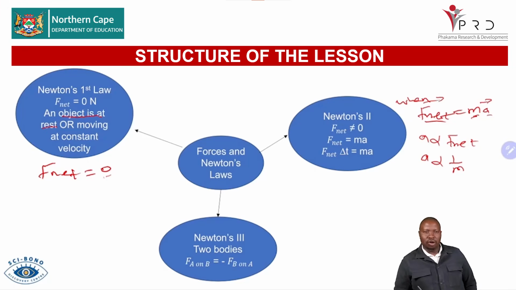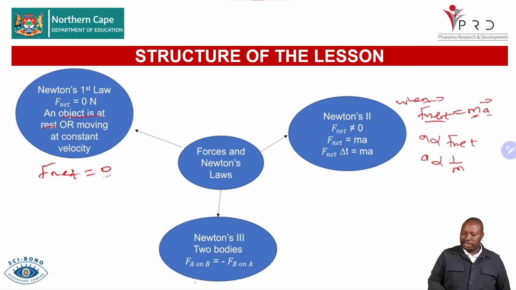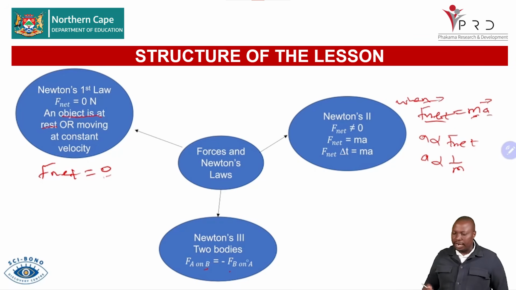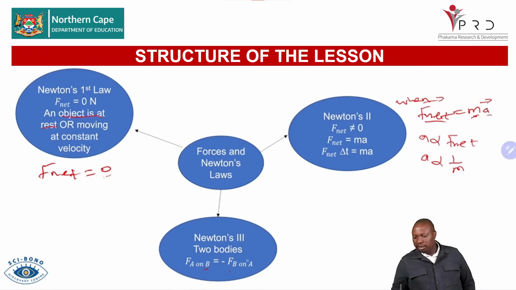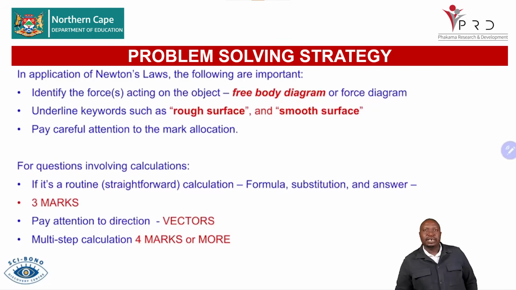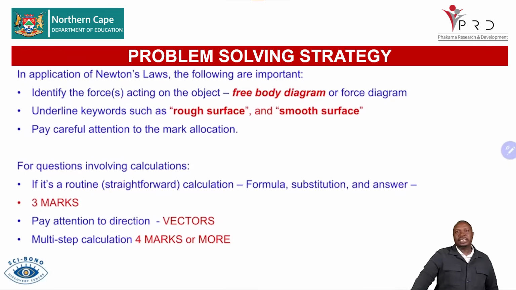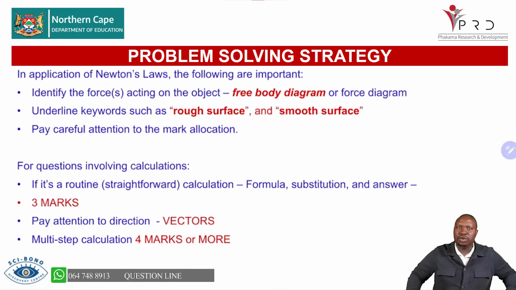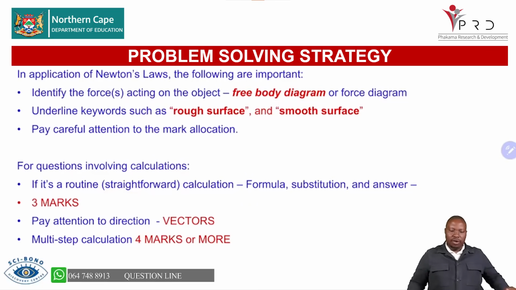Now, Newton's third law: when body A exerts a force on body B, body B will exert an equal but opposite force on body A. So you are able to do that as well and get your 2 marks. These Newton's laws, you will always remember them. Now, in terms of the problem solving strategy, how do you go about solving problems that involve Newton's laws 1, 2, and 3? In application of Newton's laws, the following are important.